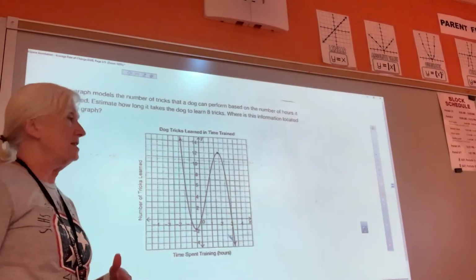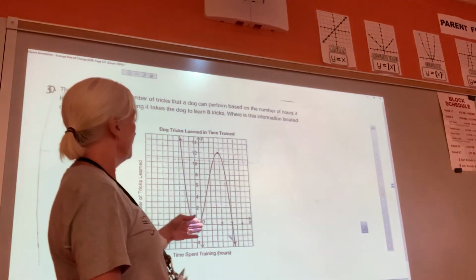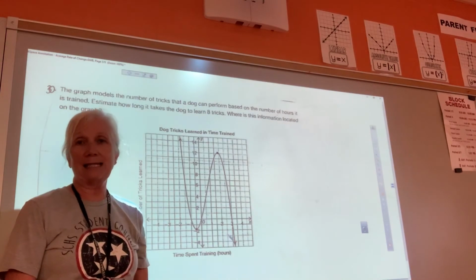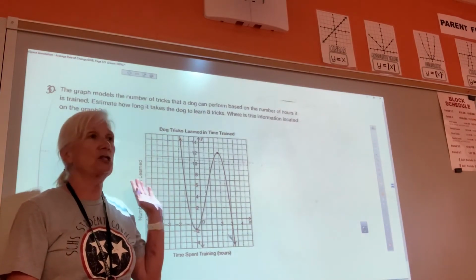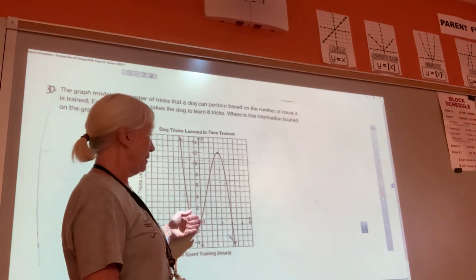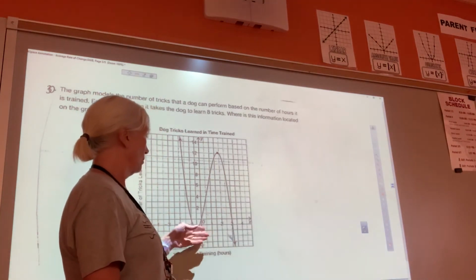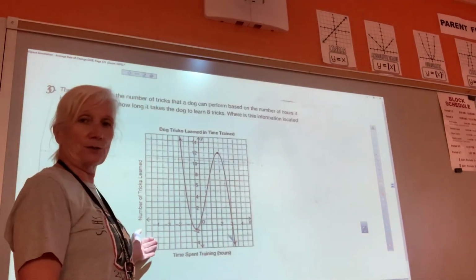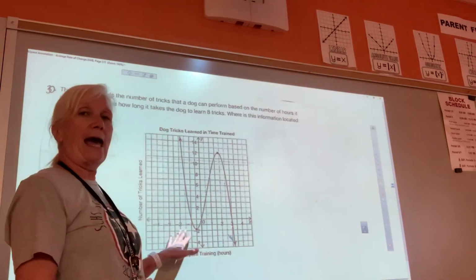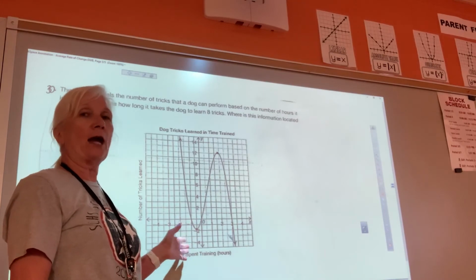What I hope you see is that it's a graph, just like we plug all kinds of data in and we get out functions and then we just interpret. Well, this is hours it takes to train a dog. Would we ever have negative hours? No, we wouldn't. Then why do we have information on our graph over here?